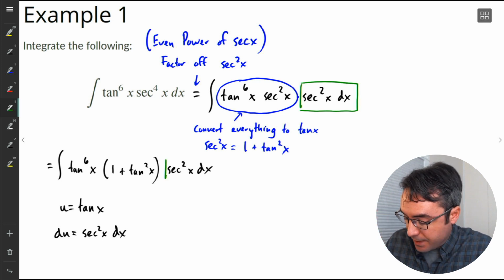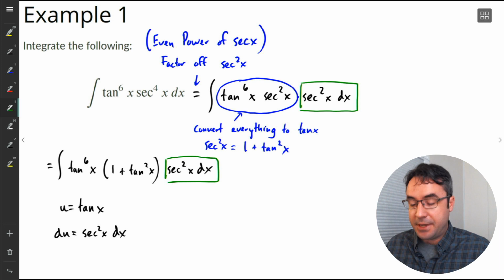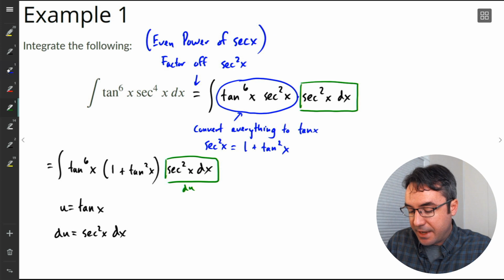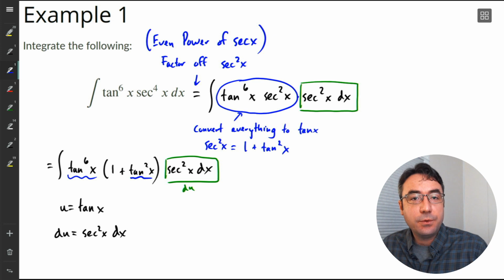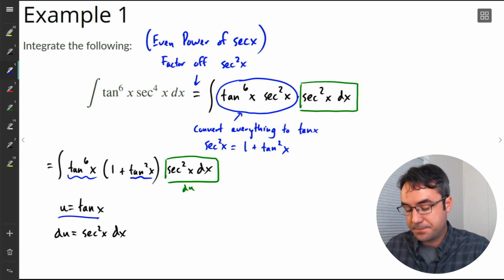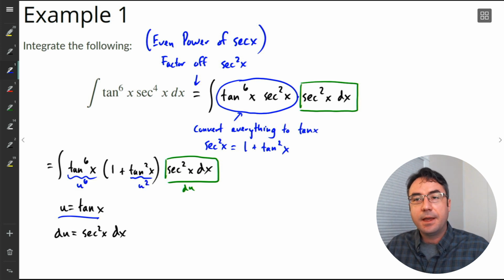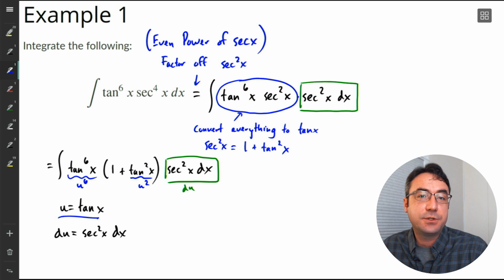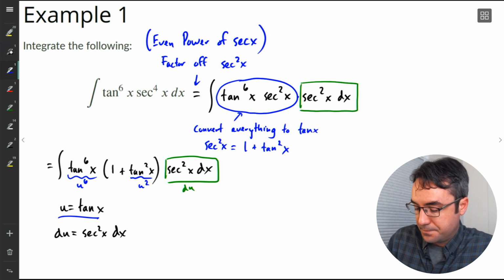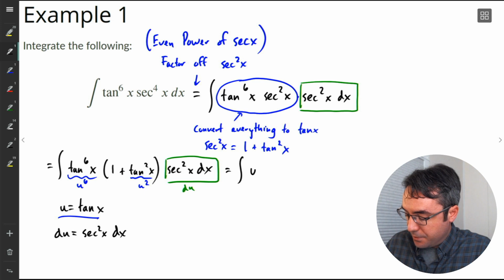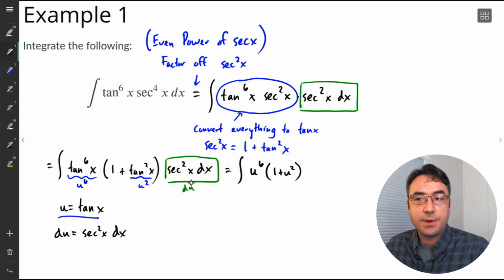So we know secant squared x dx, that's going to become du, kind of by design. And then everything else that we have, all these other tangents that we have, we know u is going to be equal to tangent. So this is going to become a u to the power 6. This is going to become a u squared. And so we just kind of go through our substitution rule now. So we end up with u to the power 6 times 1 plus u squared. And then the secant squared dx, that's going to become our differential du.